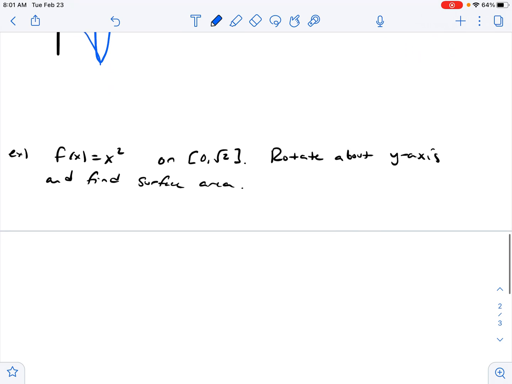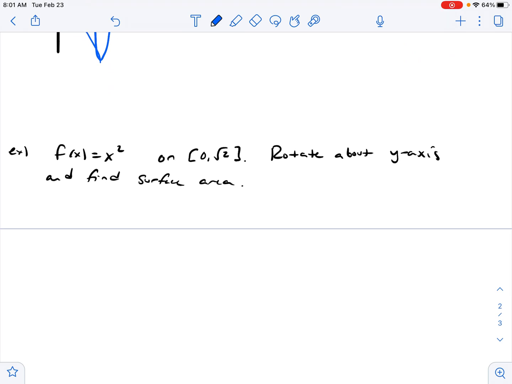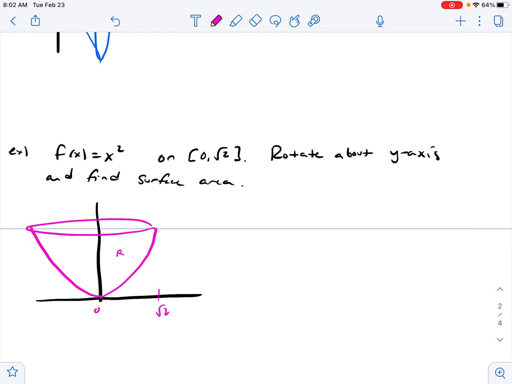And last but not least, we'll rotate the next one around the y-axis. The nice thing is it's still going to be all in terms of x. The only thing we've got to account for is the radius here. So now we have x squared on 0 to radical 2. Rotate that about the y-axis, and this is the region we're dealing with here. So again, we get kind of like a soup bowl type of looking thing.